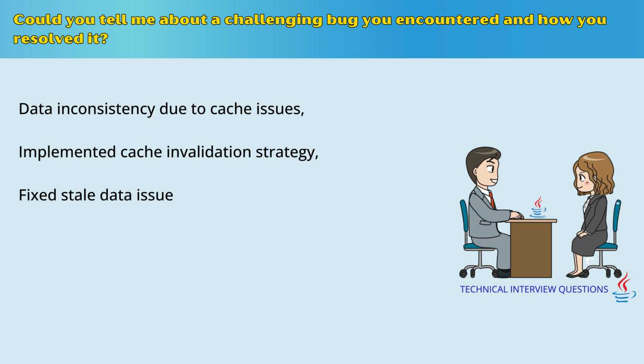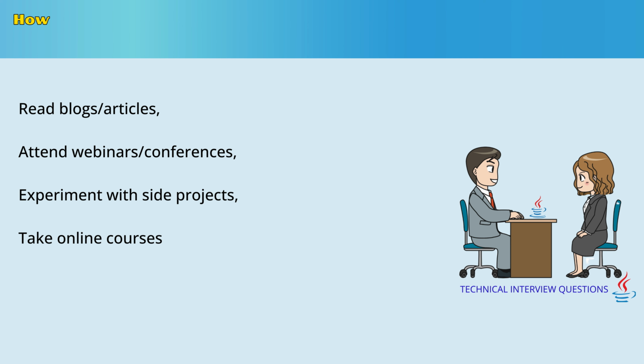I modified the application to clear the relevant cache entries whenever the database was updated. Additionally, I added a time-based expiration for cache entries to ensure that even if an invalidation was missed, the data wouldn't stay stale for long. This fix resolved the issue, and we didn't encounter any more instances of data inconsistency. Cache invalidation can indeed be tricky. It sounds like you handled it well.